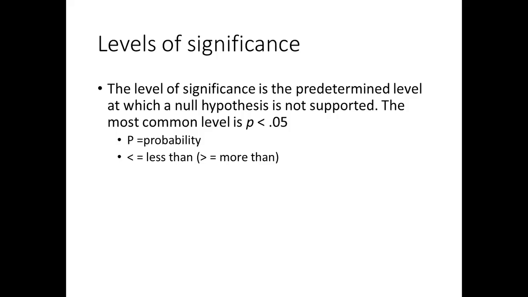Now, there is what we call a decision rule in hypothesis testing. So the decision rule says that we reject H naught, that is the null hypothesis, if the p-value is less than or equal to 0.05, and accept if otherwise. All right. So the P there is a probability. Then we have the less than in terms of the mathematical sign.